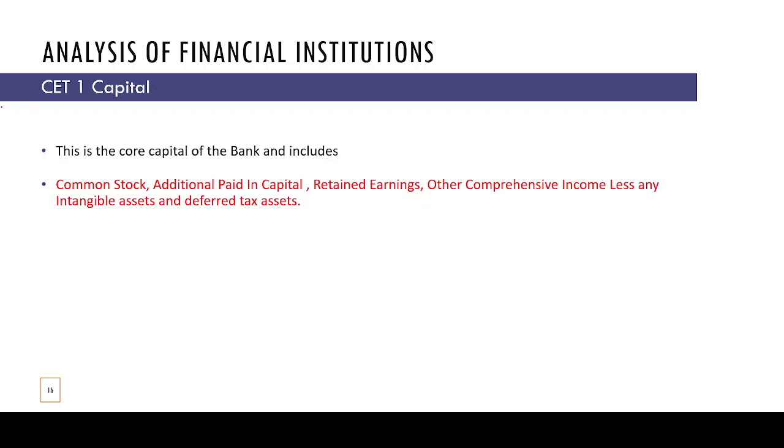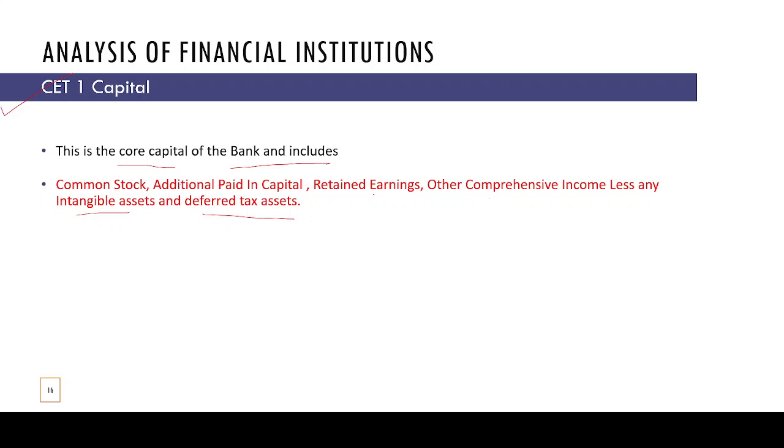Now first discussing the CET1 capital. This is the core capital of the bank and it includes common stock, additional paid-in capital, retained earnings, OCI, and we deduct intangible assets and deferred tax assets from it. Okay. So essentially we are adding common stock, APIC, retained earnings and OCI, and deducting intangible and deferred tax assets.